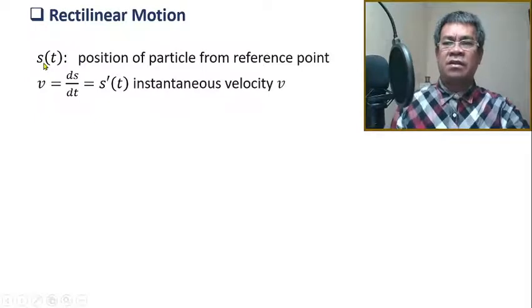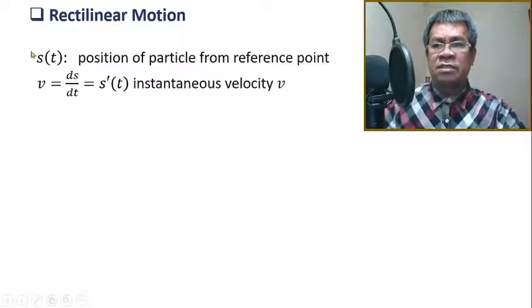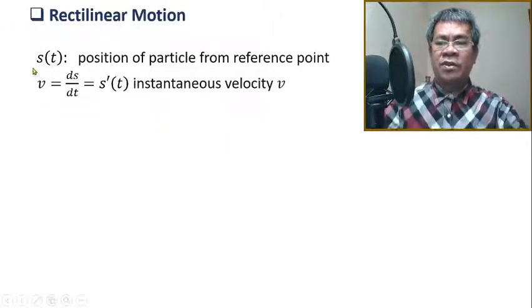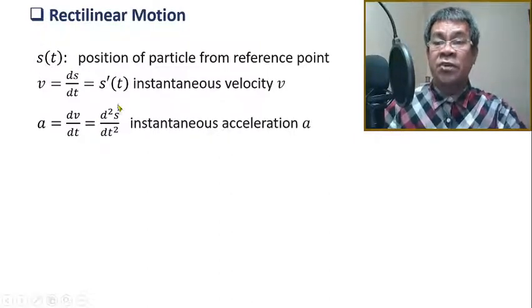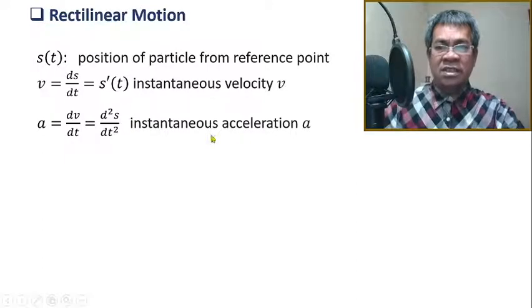So, very important is the position. If you have the position as a function of time, then you can always take the derivative with respect to time, or s prime of t, called the instantaneous velocity, symbol v. The first order derivative of the position is the velocity. While the second order derivative of the position is the instantaneous acceleration, or a. Or the first order derivative of the velocity with respect to time is the acceleration.